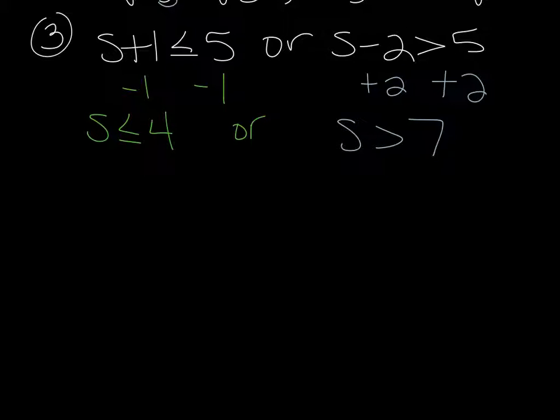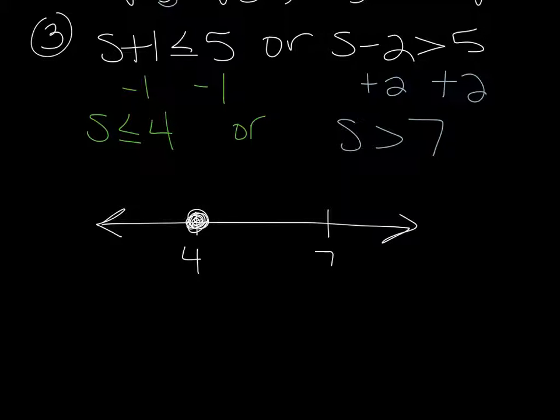Once they're both solved, go ahead and set up your number line. We're going to have a dot at 4, a dot at 7. At 4, will I have an open or a closed dot? Closed dot. At 7, open or closed? Open. Once again, get out your highlighters.